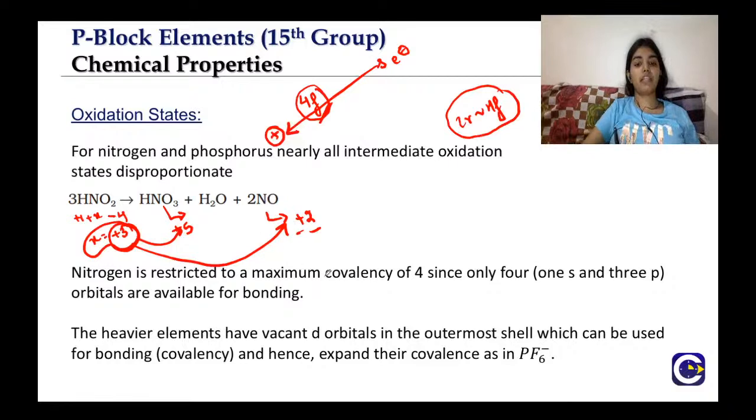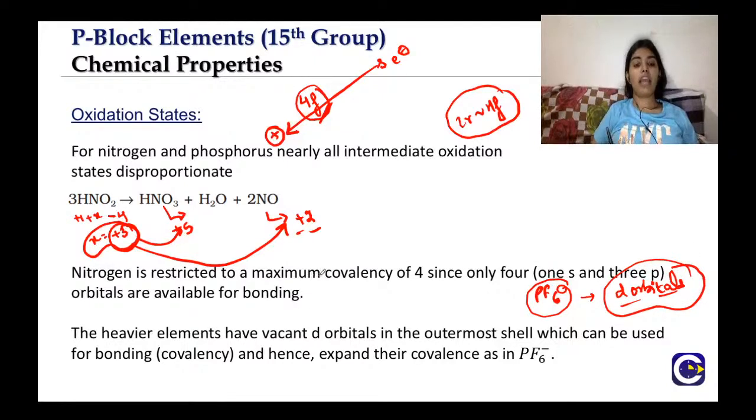So nitrogen, if you see, has a maximum covalency of 4 available for bonding. So it cannot make more than 4 bonds, right. But if you see here phosphorus, it is able to combine with 6 fluorine. Why? Because it has an empty d orbital. So the extra electrons which are given by fluorine are kept in that particular d orbital. While in nitrogen, which is the first member of every group, the d orbital is missing, right, and therefore due to the absence of the d orbital, they are not able to expand their octet.